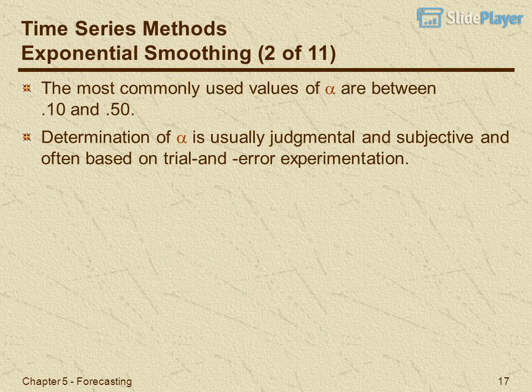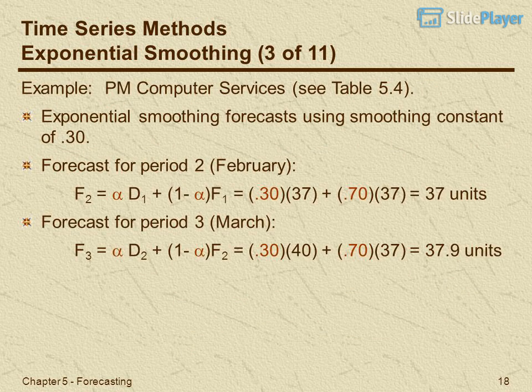Exponential smoothing, 3 of 11. Example: Prime Minister Computer Services, see Table 5.4. Exponential smoothing forecast using a smoothing constant of 0.30.